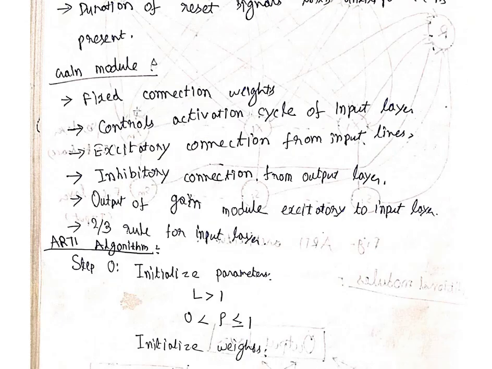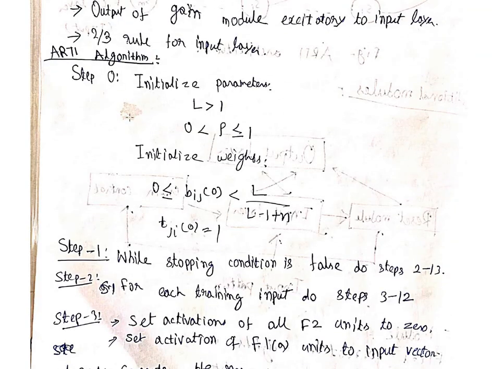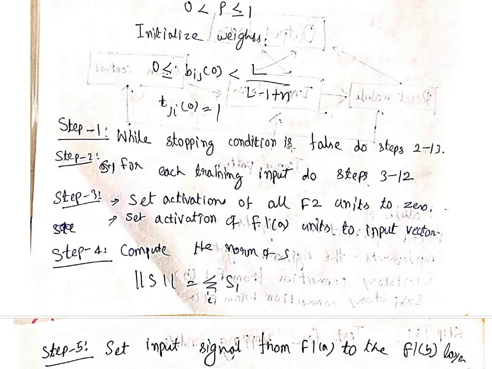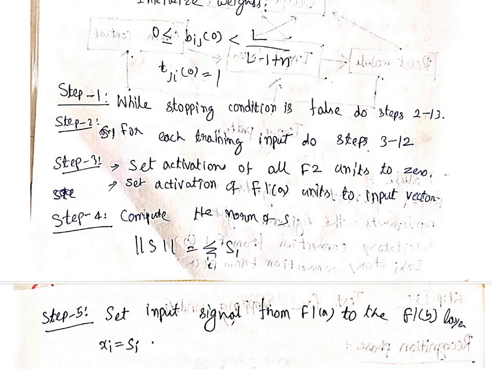The other module we have is the gain module. It has fixed connection weights. It controls the activation cycle of the input layer, with excitatory connections from the input lines and inhibitory connections from the output lines. So the algorithm of ART1: step 0, it initializes the parameters L, P, initializes the weight values, and initial T, J, I equal to 1. While the stopping condition is false, go for steps 2 to 13. For each training input, do steps 3 to 12.